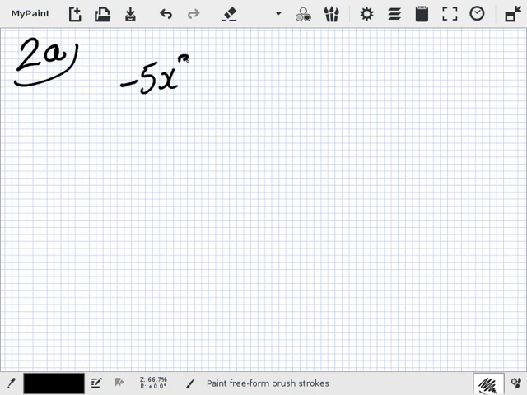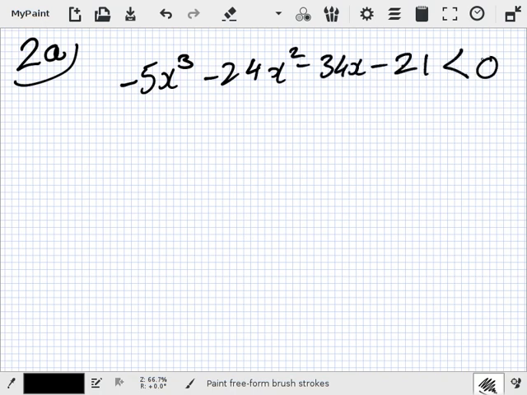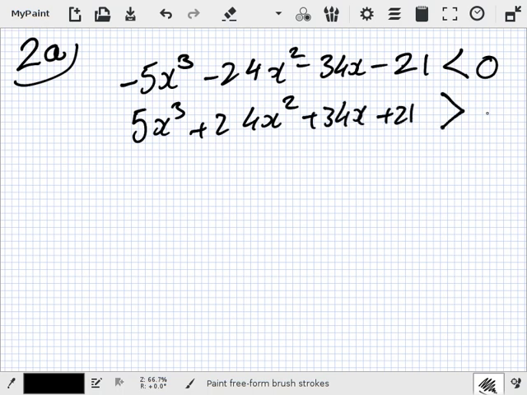Minus 5x cubed minus 24x squared minus 34. Same page. Now, Michelle, the first thing I think I'll do is I'll multiply everything by minus 1 because there's a minus in everything. Just so I can get rid of the minus, you know? It's a little easier, isn't it? So I get 5x cubed plus 24x squared plus 34x plus 21 is greater than 0. Because I multiplied by minus 1, I have to flip it around. Yeah?